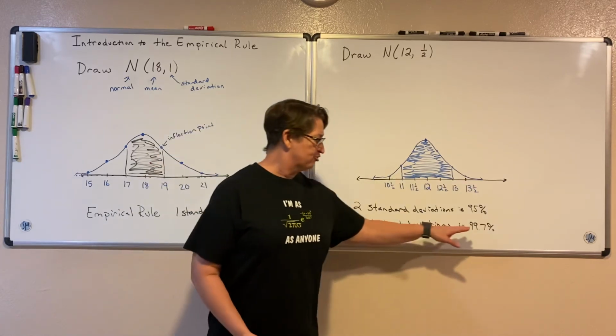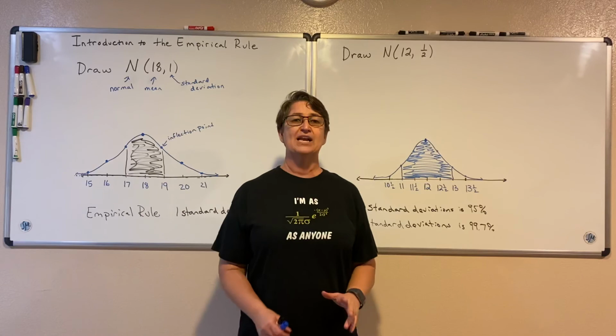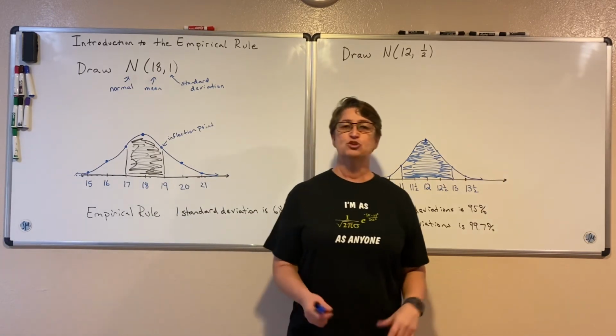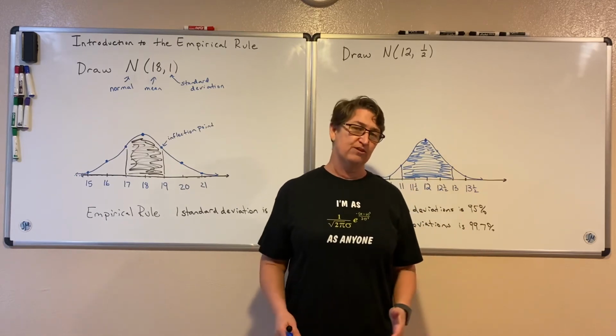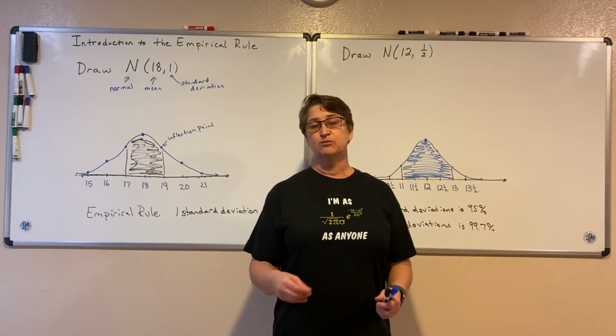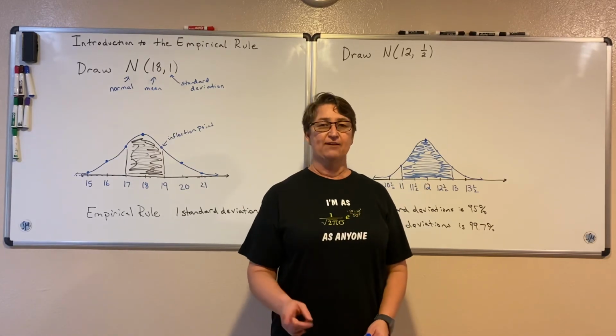And then with that, in 3 standard deviations, it's almost all of your data. 99.7% of your data in a normal distribution is going to fall within 3 standard deviations. In the next video, we'll practice finding some probabilities based upon this empirical rule of 68, 95, 99.7.